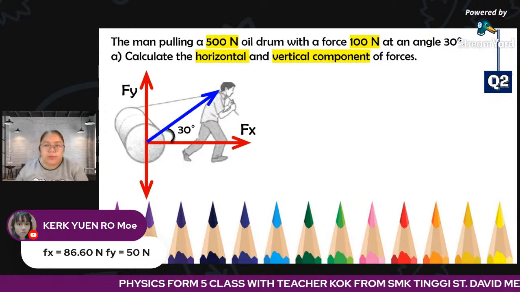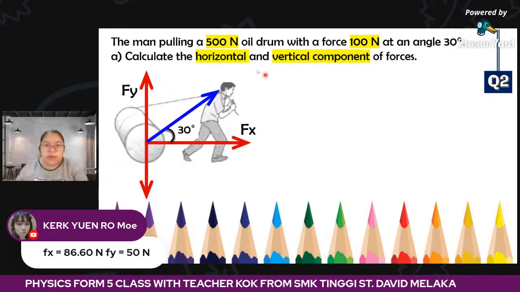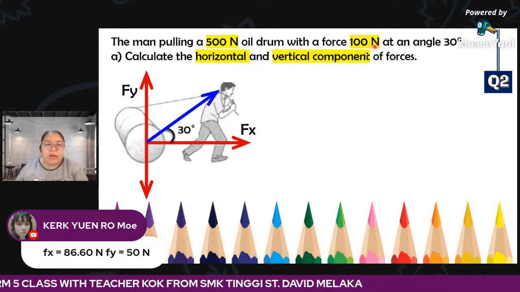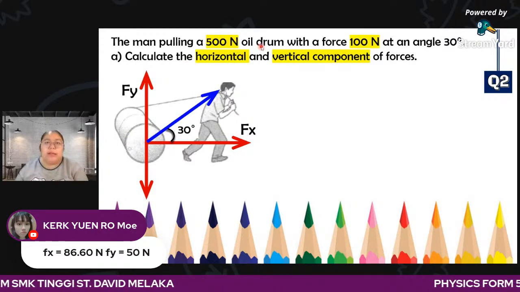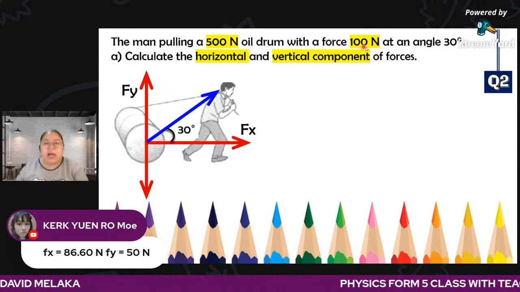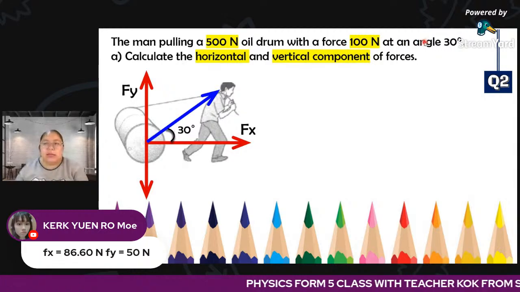Okay, don't forget we still have one of the forces going down. The problem says the drum with the force, 100... sorry, 500 is pulling. Then the oil drum with a force of 100 Newton at a 30 degree angle. Then calculate the horizontal and vertical components.